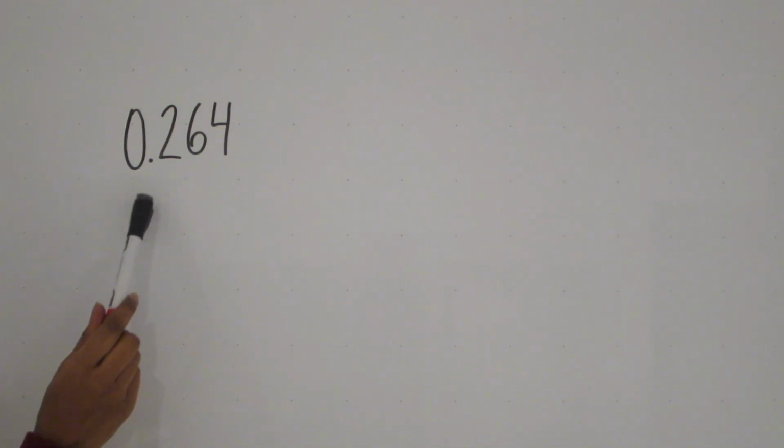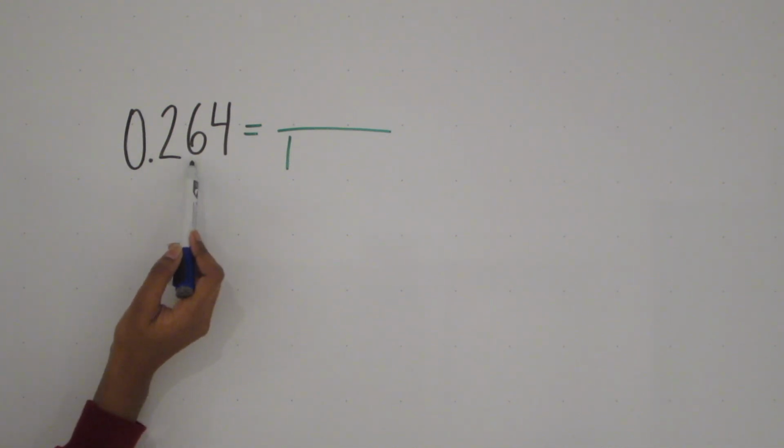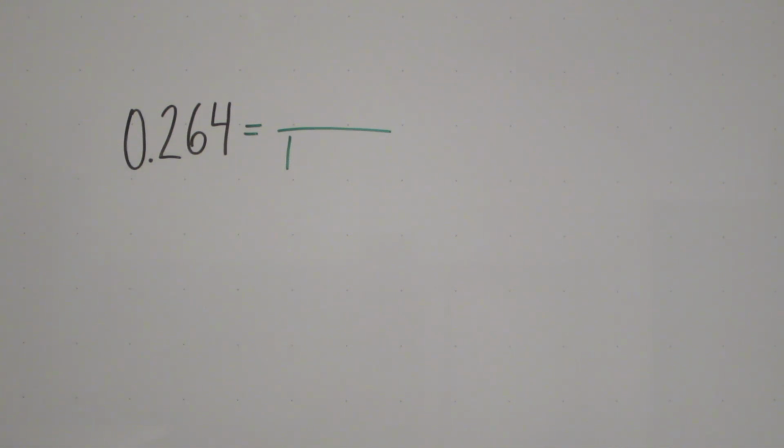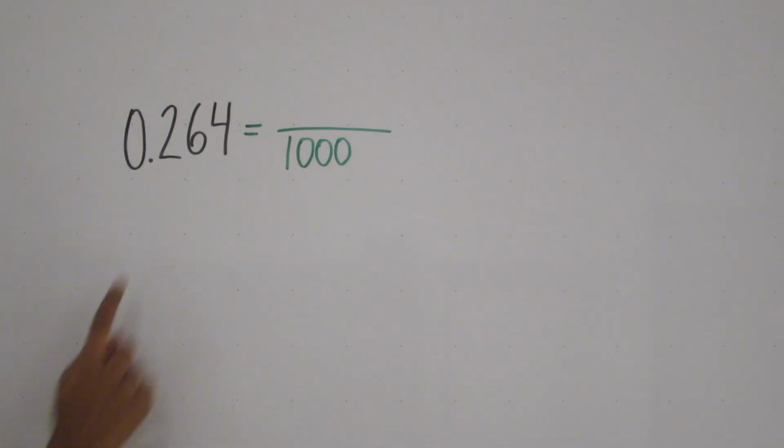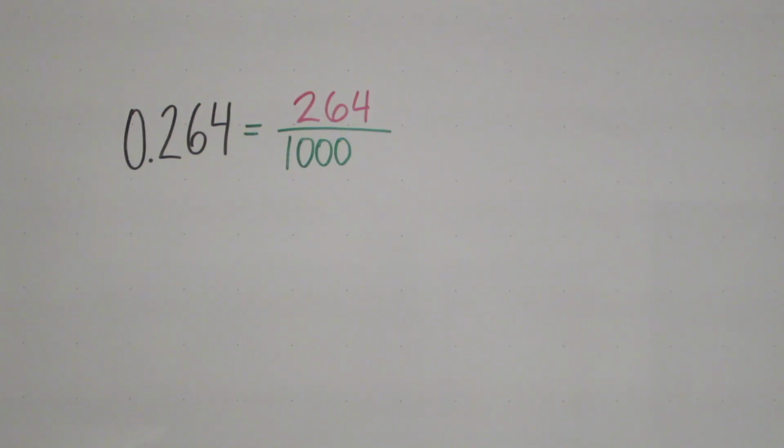So now let's do one more example. We've been asked to write 0.264 in fraction form. So let's determine our denominator. I'm going to start with the 1, and then I'm going to count how many numbers are after the decimal. 1, 2, 3. So that means I'm going to add 3 zeros. Next, I'm going to take the number after the decimal and write it as my new numerator. And that's it. 0.264 written as a fraction is 264 over 1000.